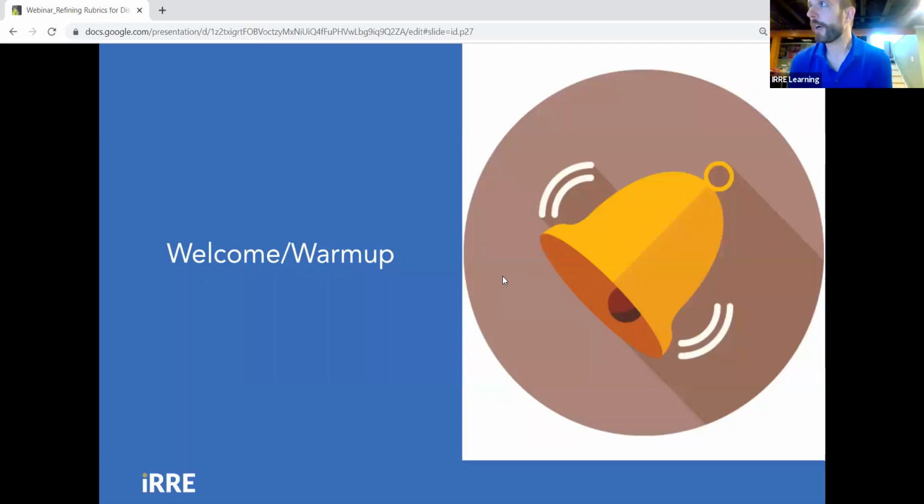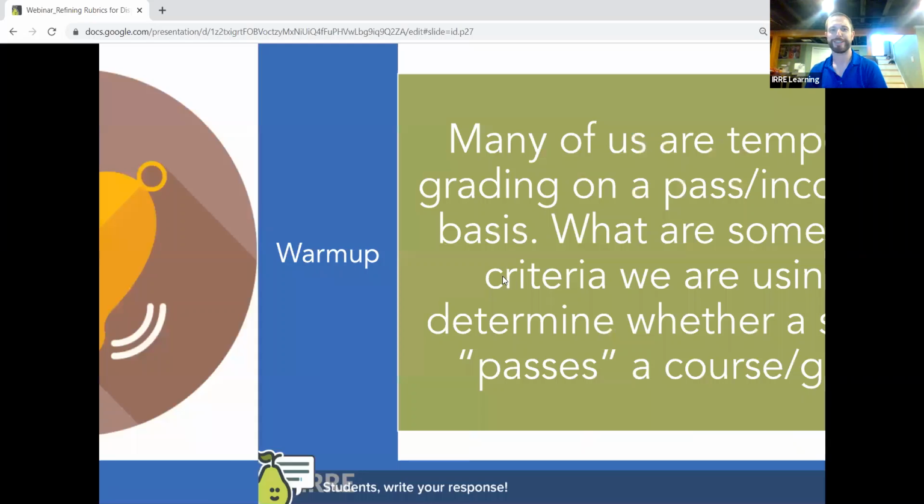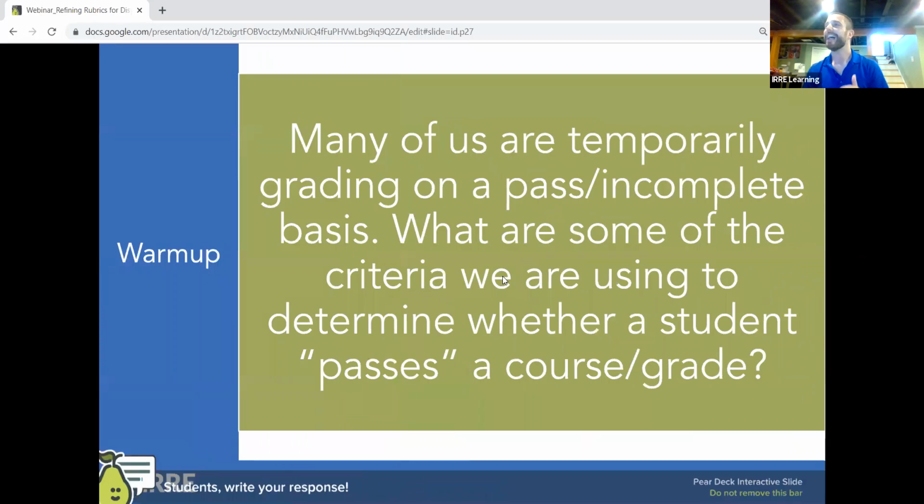So we'll start first with our welcome and warm up, and here is your first chance to interact with Pear Deck, and we'll have a few extra minutes here because this is our first use of that. So the question is this: many of us are grading on a pass/fail scale, whatever verbiage your state or locality happens to be using at the moment. What are some of the criteria we are using to determine whether a student passes a course or grade?